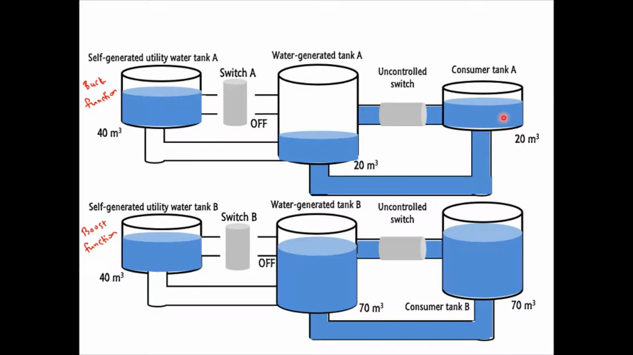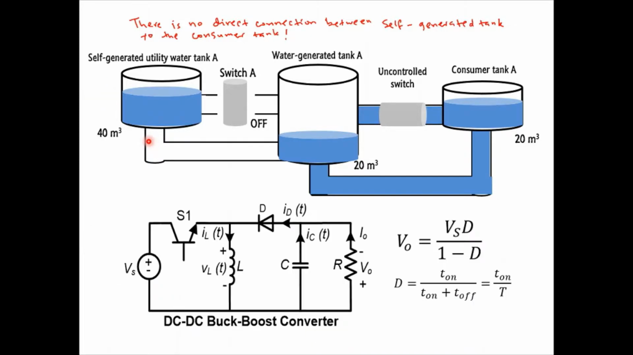However, throughout the system operation, we can see there is no direct connection between the utility tank and the consumer tank. Therefore, in the DC converter circuit, you will see there is no direct connection between the load and the DC supply whenever the transistor is turned on or turned off. Therefore, the converter is also known as the indirect DC-DC converter.